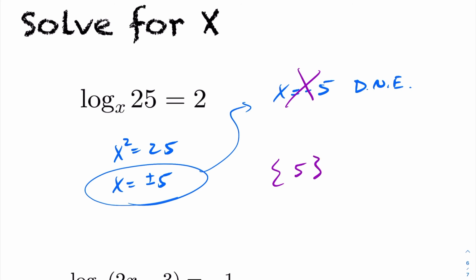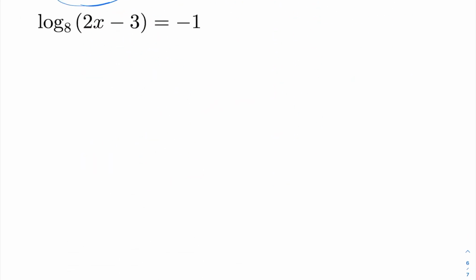Let's take a look at the next equation. Same idea: we want to go to exponential form. So it must be the case that 8 to the power of 1 must equal 2x minus 3, in which case 11 equals 2x and x equals 11 halves, or in decimal form, 5.5.